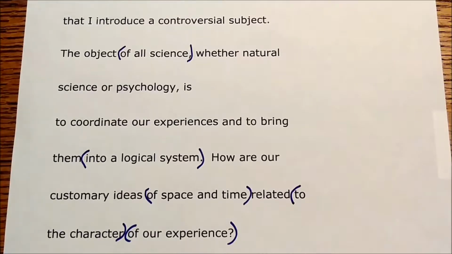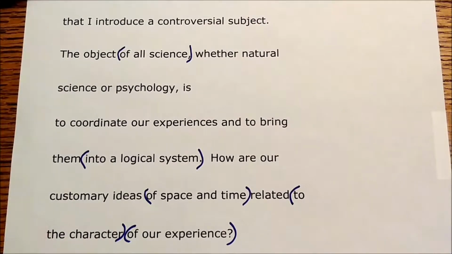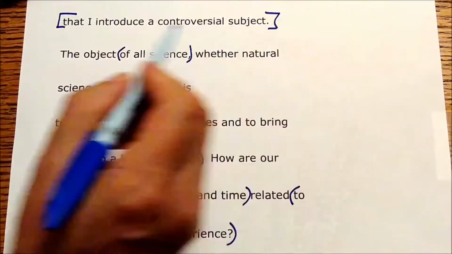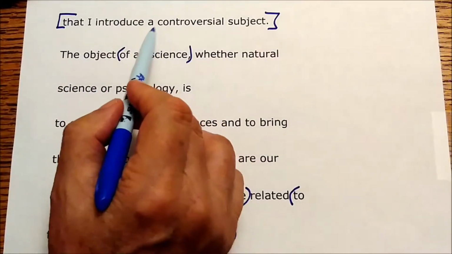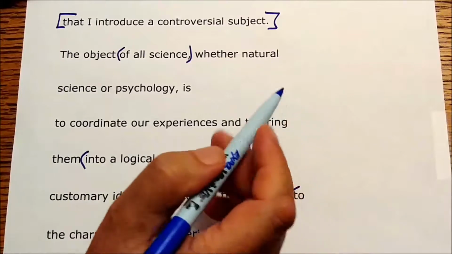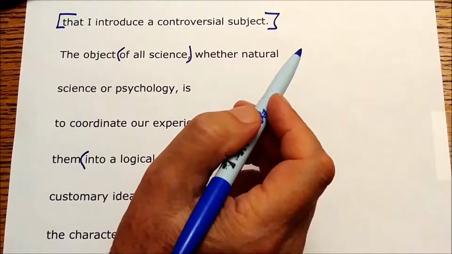As we did before, let's look for the subject. And it looks like, so I know that I introduce a controversial subject. This becomes a clause, because it begins with that. It's a weak clause, because it doesn't have a complete thought. And let's see, what does it refer to?